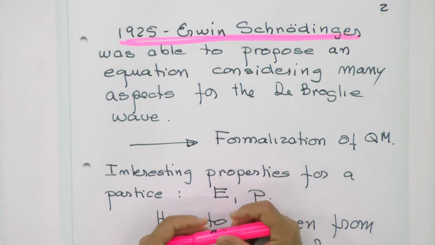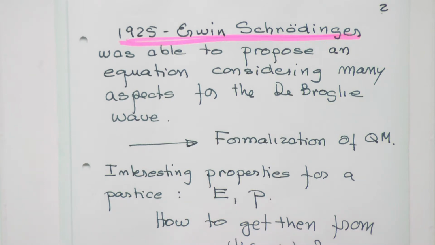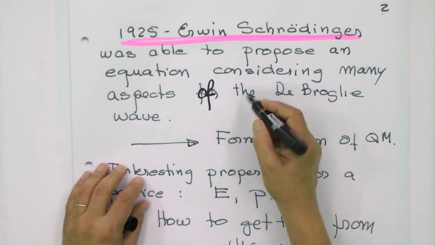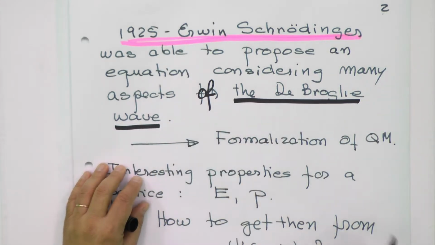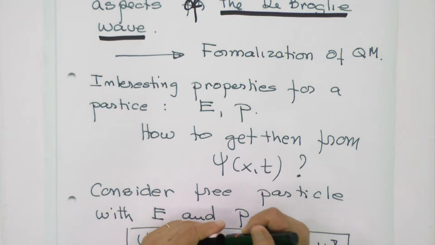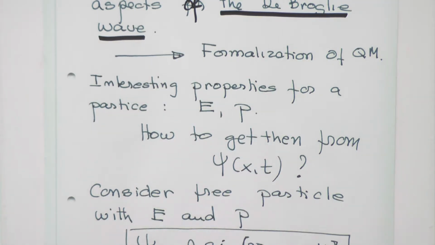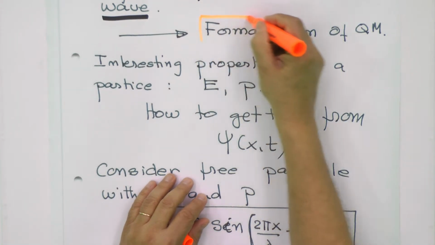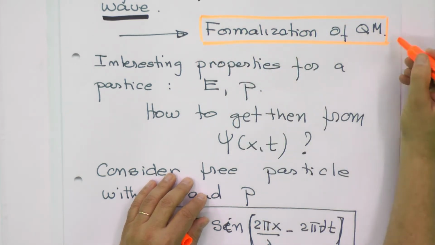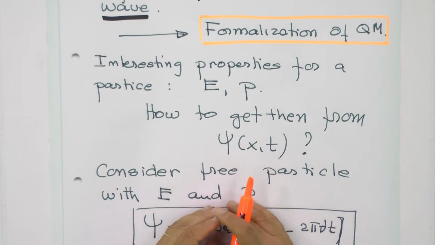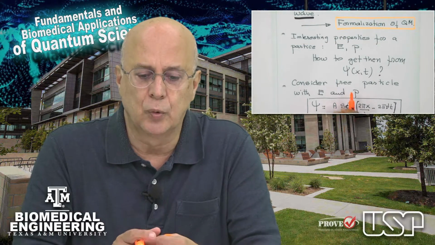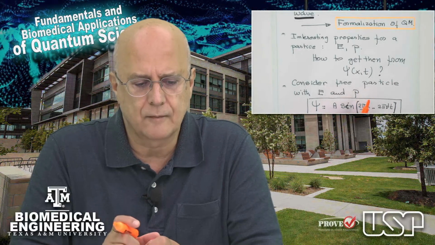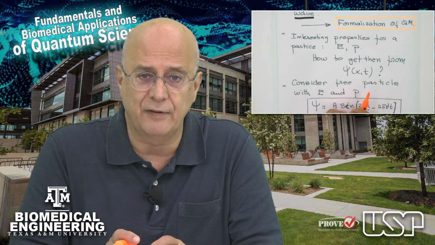This guy really was able to, by looking at the aspects of the de Broglie wave, come up with a generic equation. And that generic equation is a kind of formalization of quantum mechanics. So that's what we're looking for. How can we have a generic way that we can apply to any physical system, from free particles to bounded systems to scattering problems to anything we want, and then try to come up with an interpretation of this wave and see the limits of validity of those things.